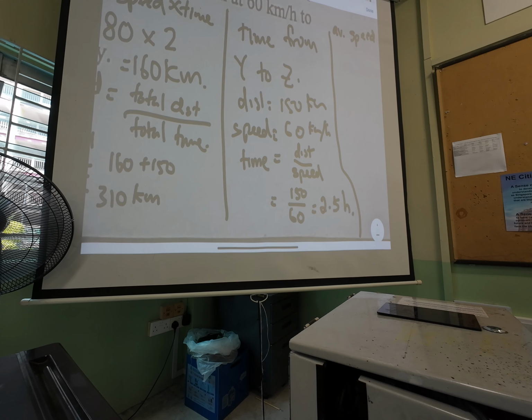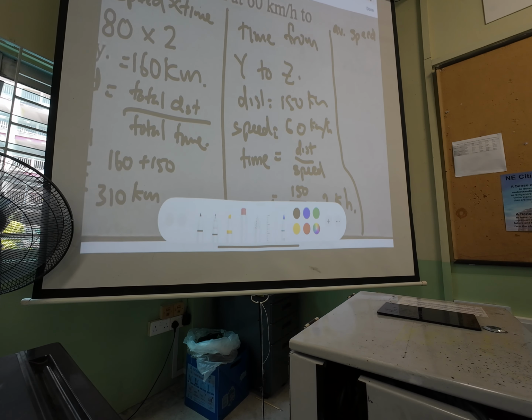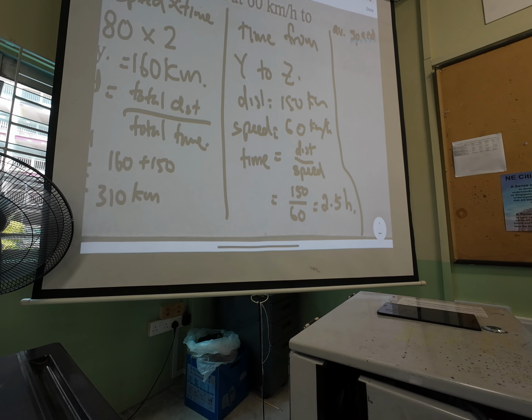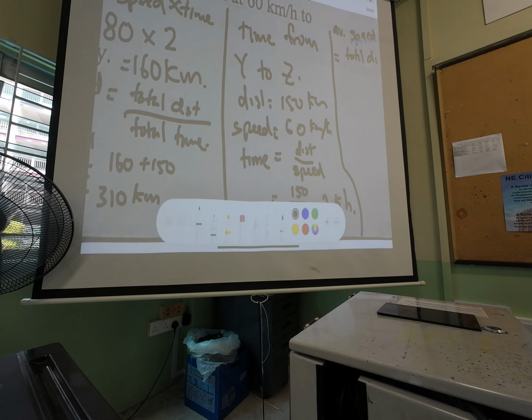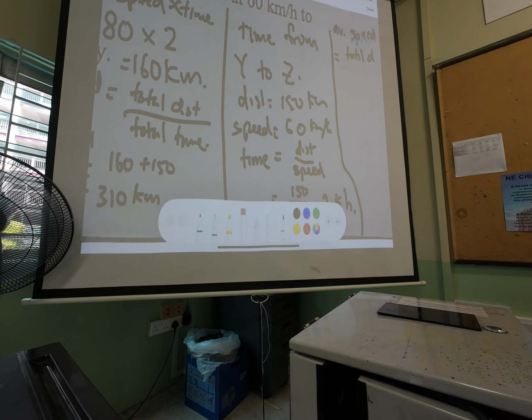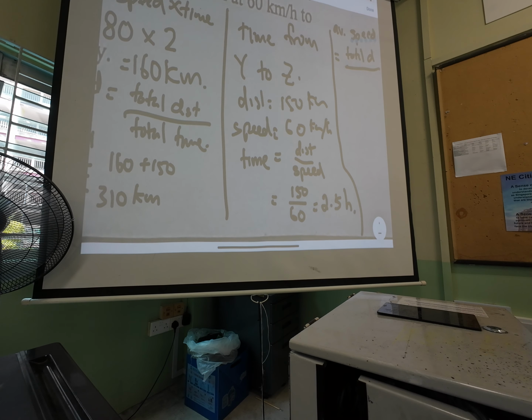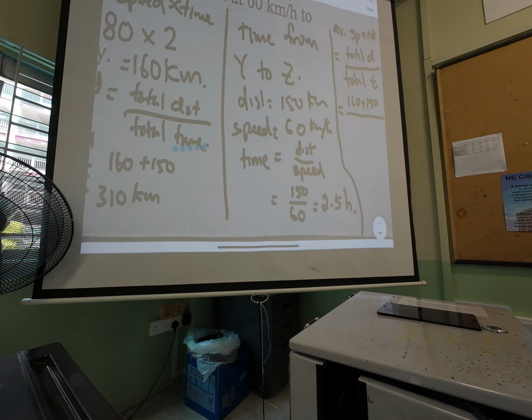Because average speed is total distance divided by total time. Total distance, no space, I write DT. Total distance divided by total time. Total distance, just now we found already, 160 plus 150.